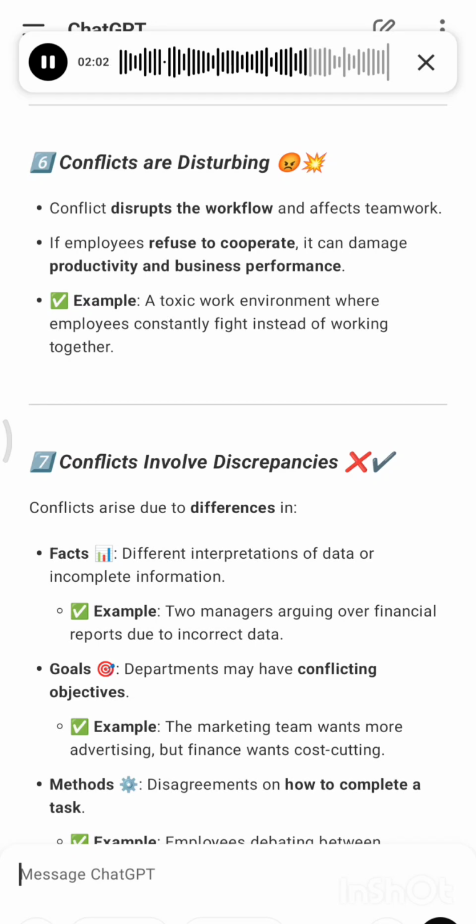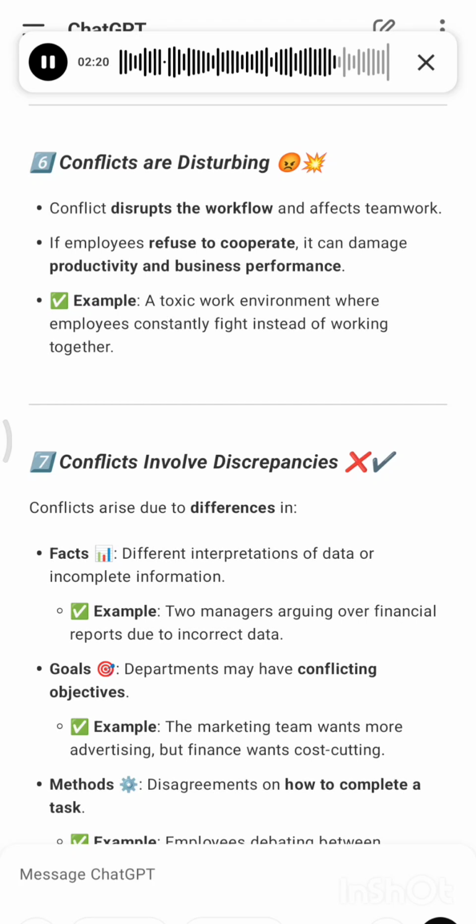7. Conflicts involve discrepancies. Conflicts arise due to differences in facts, different interpretations of data, or incomplete information. Example: two managers arguing over financial reports due to incorrect data.